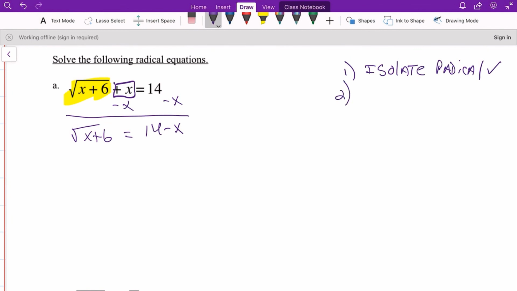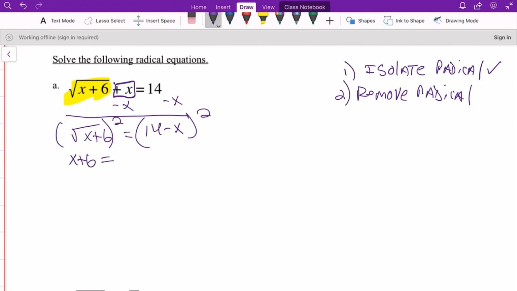Step 2 is where you want to remove your radical. All right, so this is where you want to work on the radical. And this is where you're going to raise each side of the equation to the power of the radical. So I have a square root in this one, so we're going to square both sides. And on the left side here, the radical is going to disappear because we have an inverse. We're going to have x plus 6.